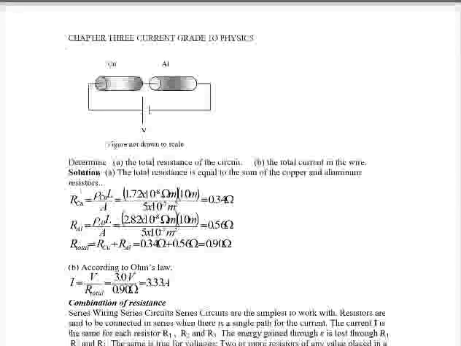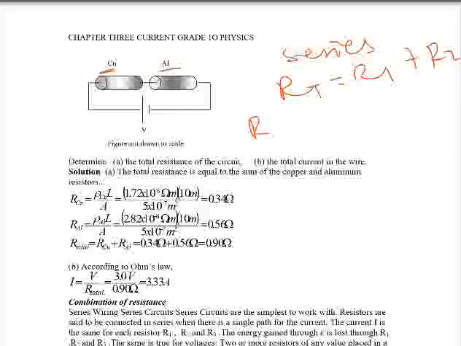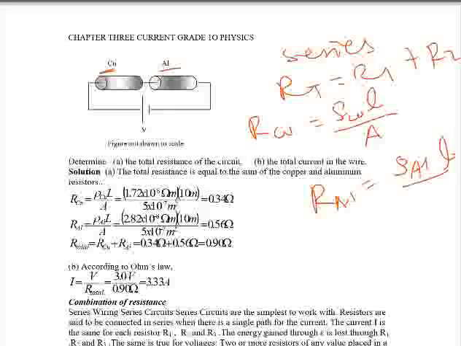Since these two are connected in series, R total is, for a series combination, the sum of the two resistors. If it is connected in series, R total is equal to R1 plus R2. Therefore, we can add R1 plus R2. R1 is copper and R2 is aluminium. First, we can find the resistance of copper by using the resistivity of copper times the length of copper divided by the cross-sectional area. And then also the resistance of aluminium, which is equal to rho of aluminium multiplied by the length divided by the cross-sectional area.